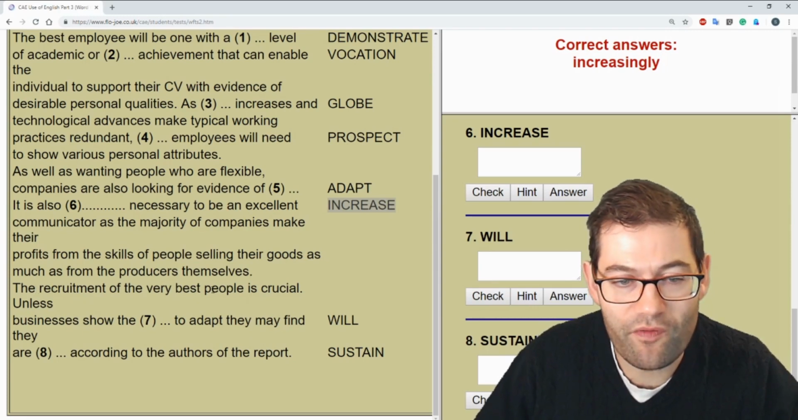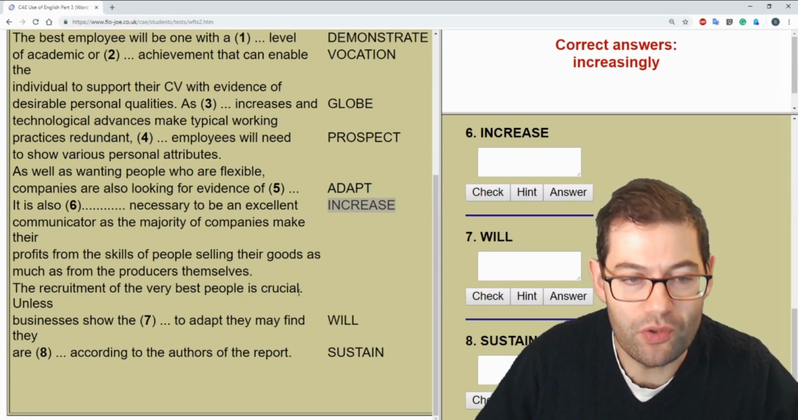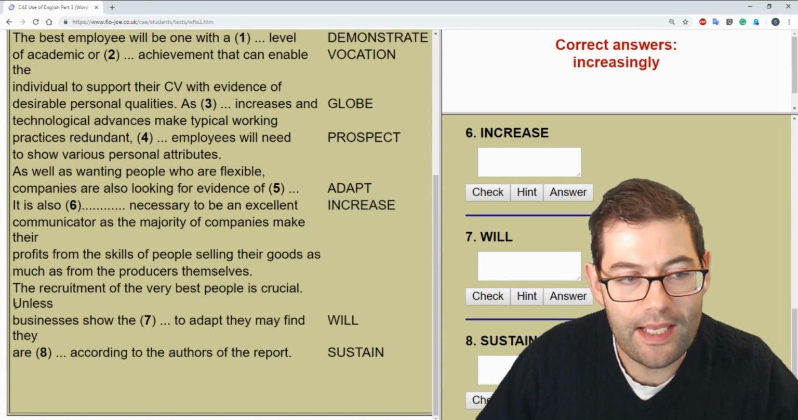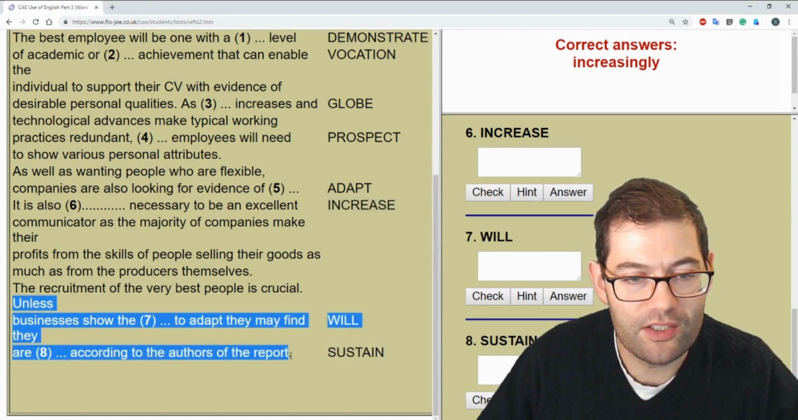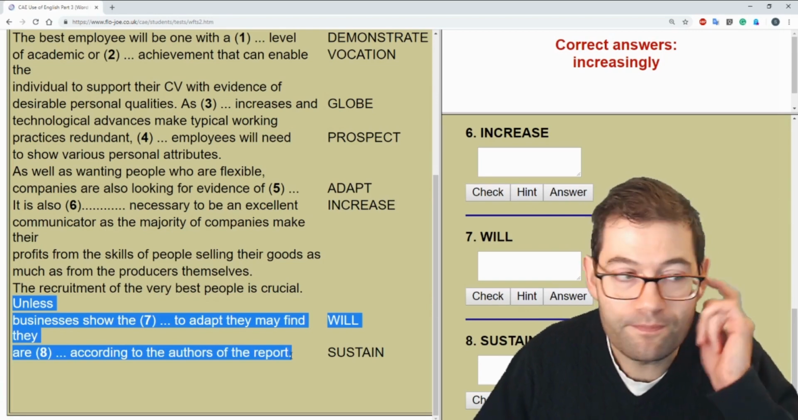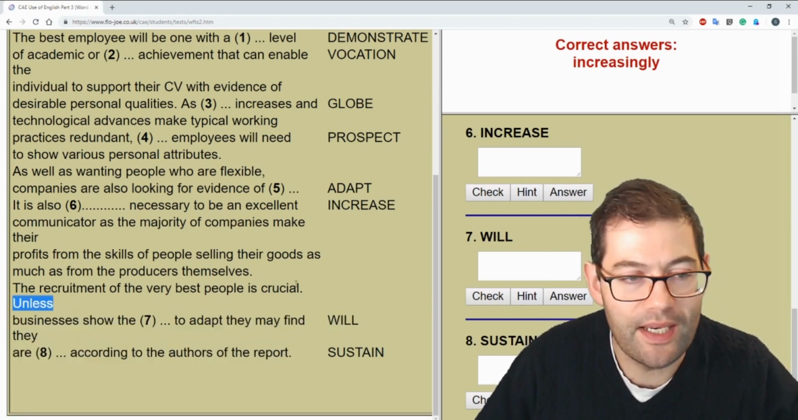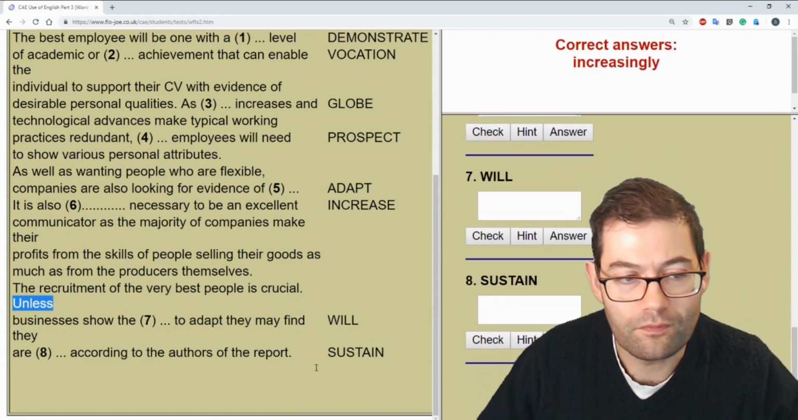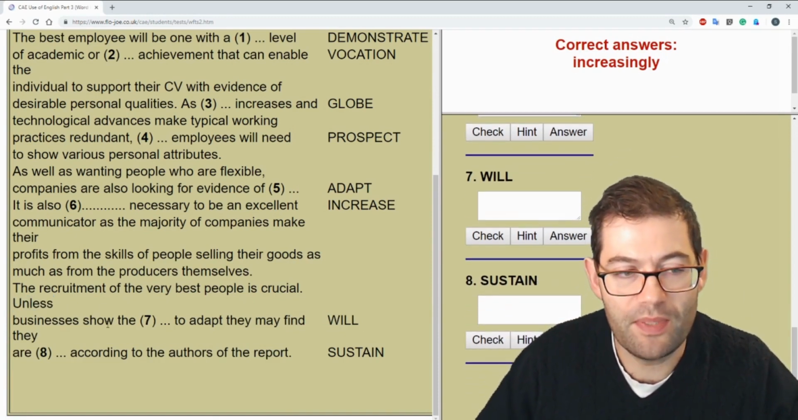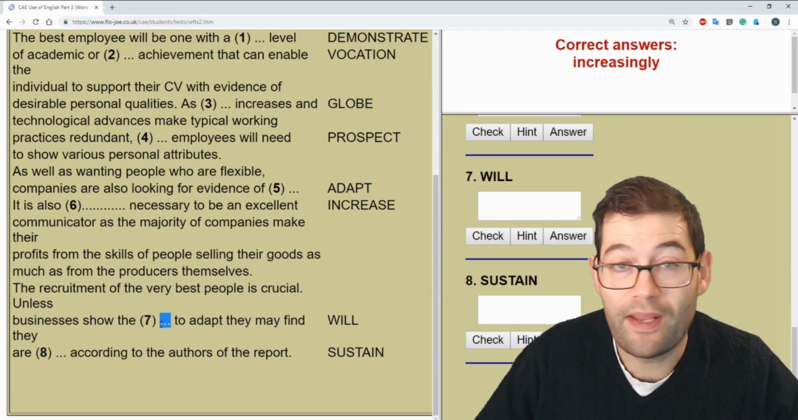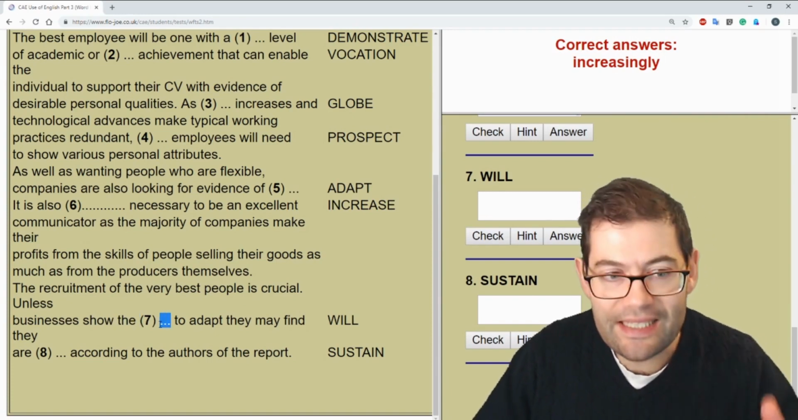The recruitment of the very best people is crucial, vital, extremely important. And what we've got here is a language structure which I like to call a negative conditional form, because we've got unless, and we always use unless with negative conditional forms. So it says, unless businesses show the... Here we've got our article. We don't have our noun. So what is the noun that we need?